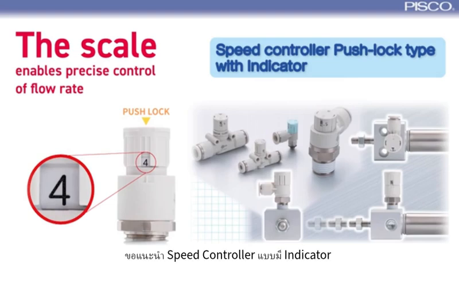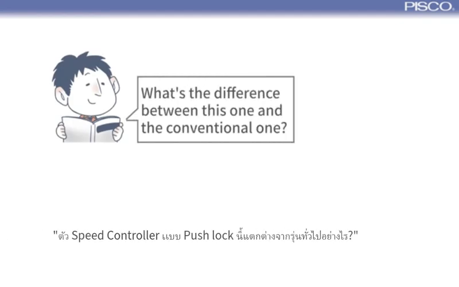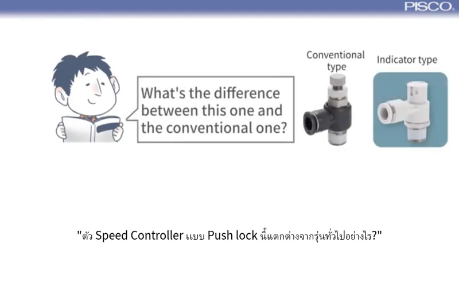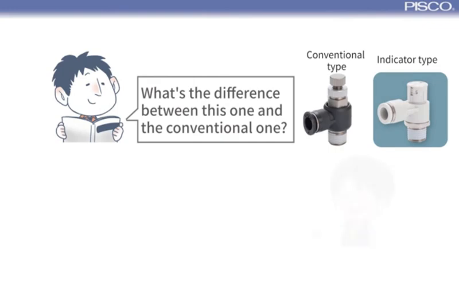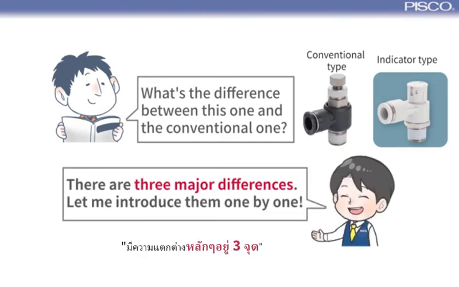Introducing the speed controller with indicator, which enables precise control of the flow rate with a scale. What's the difference between this one and the conventional one? There are three major differences. Let me explain them one by one.